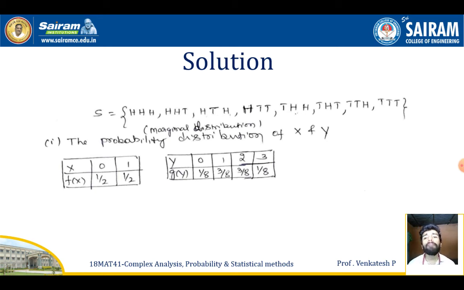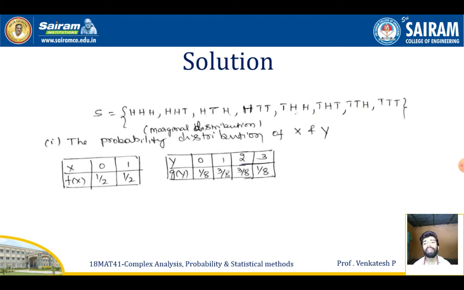Now for the marginal distribution of these probabilities, the first thing is we have to define the range of X and Y. According to the values of X, if toss 1 is head, I can take X equal to 0 here. Since toss 1 is head, I give the value of X as 0. And here X is equal to 1, since toss 1 is tail.